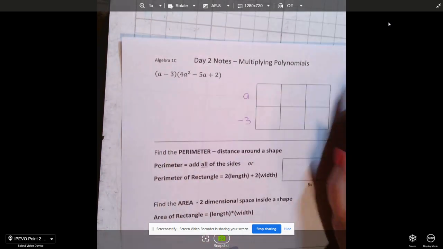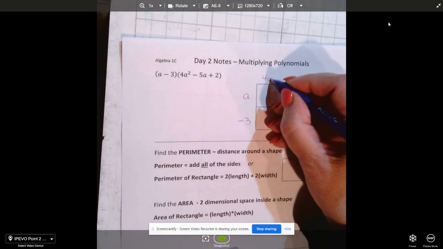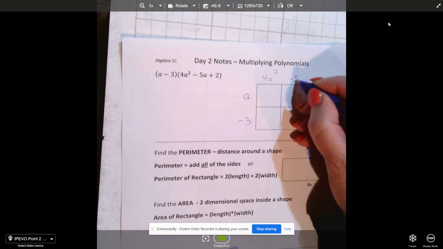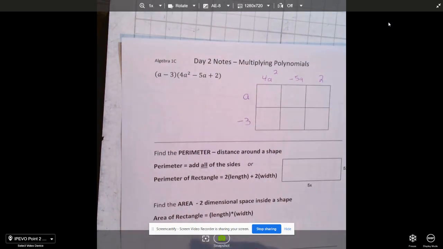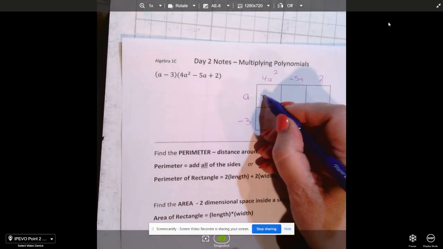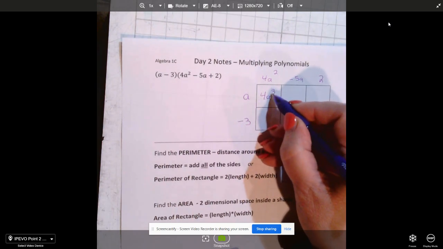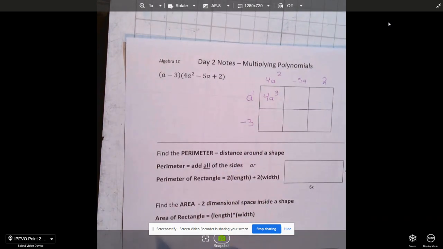I'm going to take the trinomial and put it across: 4a squared minus 5a and 2. I'm going to multiply each of the boxes. So this will be 4a to the 3rd. Remember, there's really a 1 on that. When you're multiplying, you're going to add the exponents.